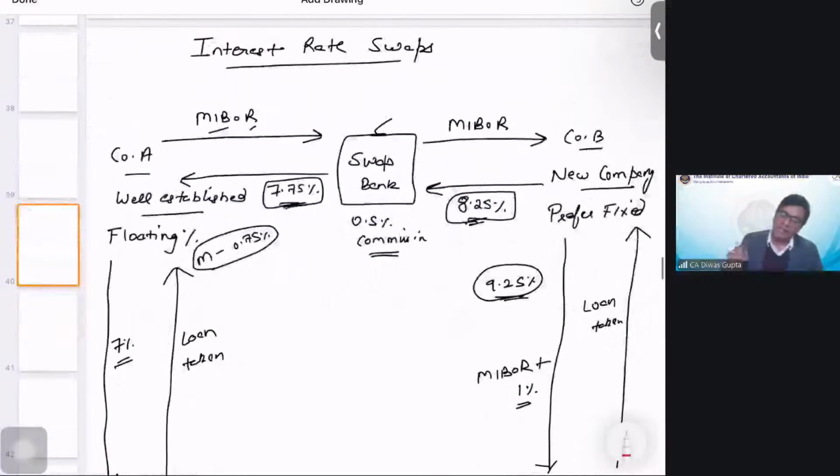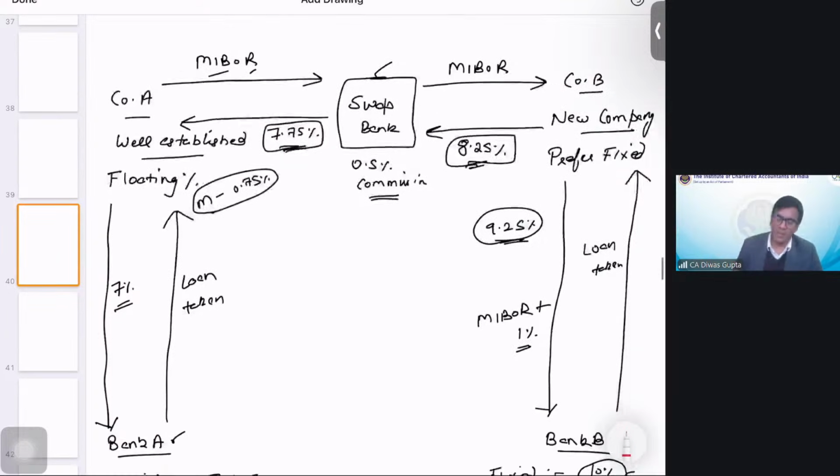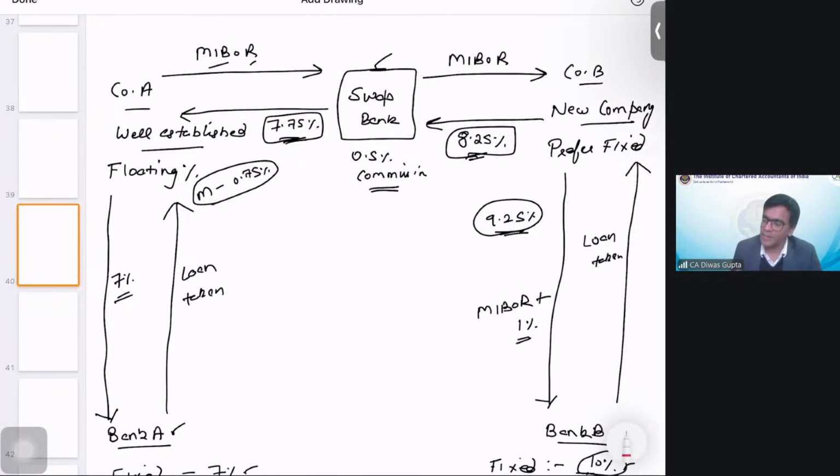Now, let's come to interest rate swap, students. Interest rate swaps is the last, I would say, technique in the modern method which is used to mitigate interest rate risk. So let's understand with this example. This is a very good example. There are, let's say, two companies, company A and company B.